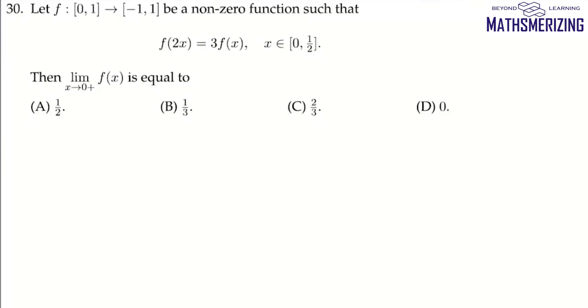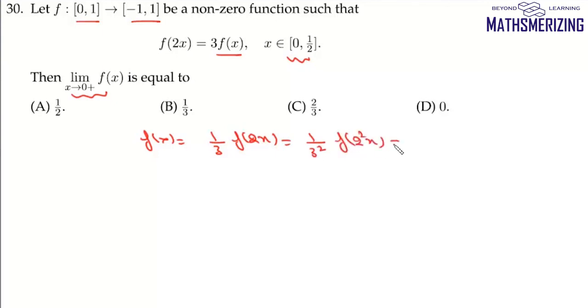Now question number 30 is, we are given this function from [0,1] to [-1,1], and it'll be a non-zero function such that f(2x) is equal to 3f(x) when x lies between 0 and 1/2. We'll need to find this limit x tends to 0 positive f(x). Now what we'll do is we can write this f(x) as 1 by 3 f(2x). Now we can write f(2x) as 1 upon 3 square into f(2 square x), and if we continue the iteration we can write this as 1 upon 3 to the power n f(2 to the power n into x).